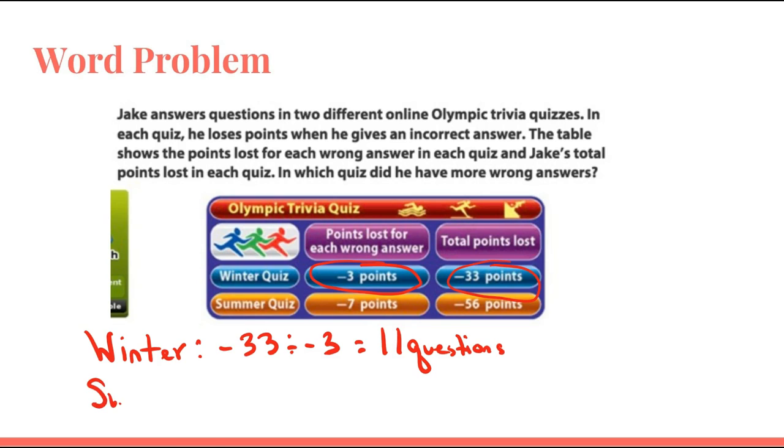Now we need to take a look at the summer quiz. He lost 56 points, but each question was worth 7 points this time. So he lost more points, but each question is worth more points. So we're not 100% sure right away which one's going to have the more incorrect answers, but when we do 56 divided by 7, negative divided by negative gives me a positive. 56 divided by 7 is 8. So he answered 8 questions wrong on the Summer Olympic Trivia Quiz.